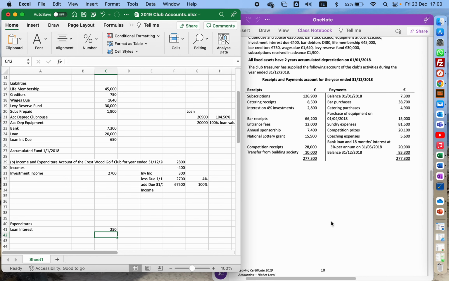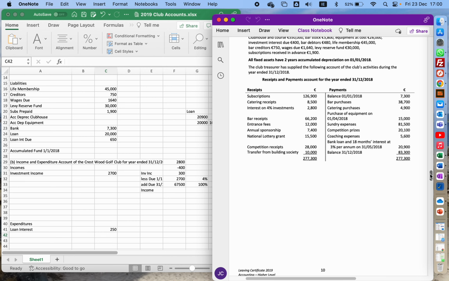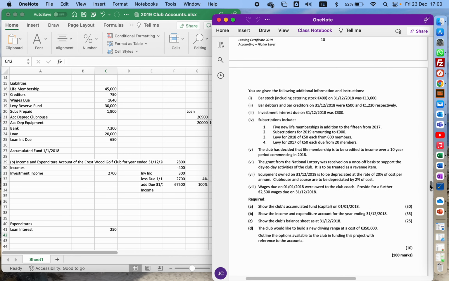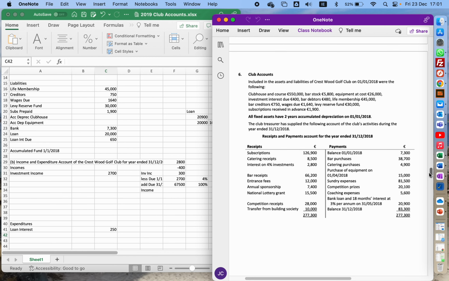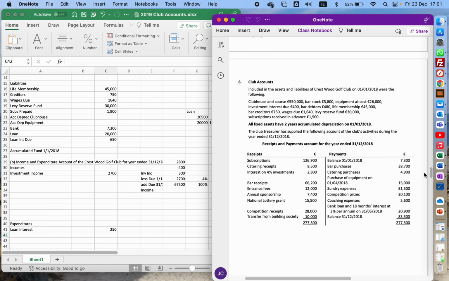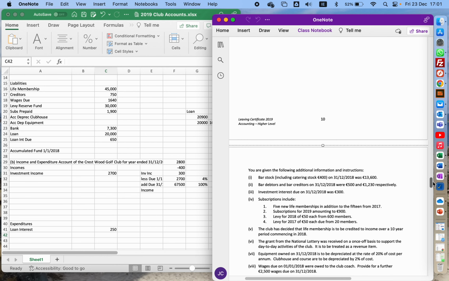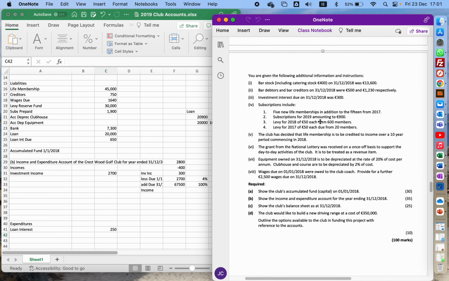So that's that. Then we continue reading down through the question, seeing if there is anything else that might be relevant for the beginning of the year. So there's closing bar stock, etc. Now usually you'll find subs or something here. So 5 new life memberships, including some from last year. Just quickly checking, the year we're dealing with here is 2018, so anything from 2017 is going to be for the beginning of the year.